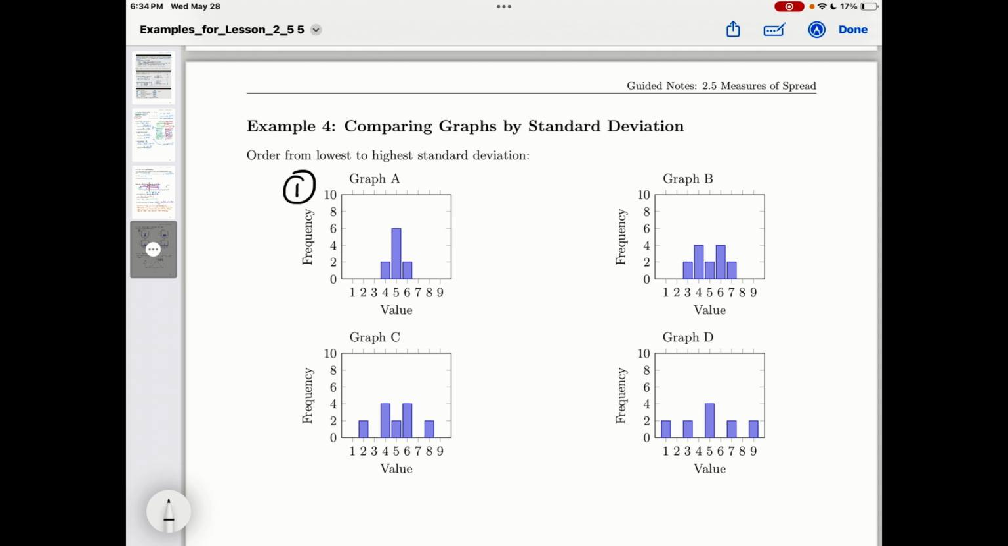Now look at graph B. It has more values spread from 3 to 7. It's still centered at 5, and it's still pretty close together around 5, but the spread is just a little bit wider than graph A, so the standard deviation should be slightly higher than graph A. So I'm going to call this the next biggest standard deviation.